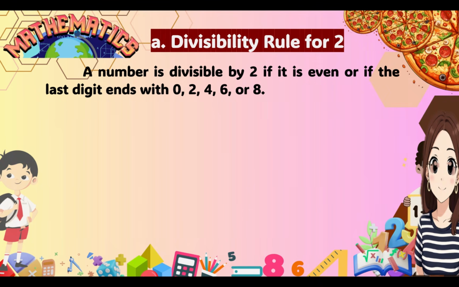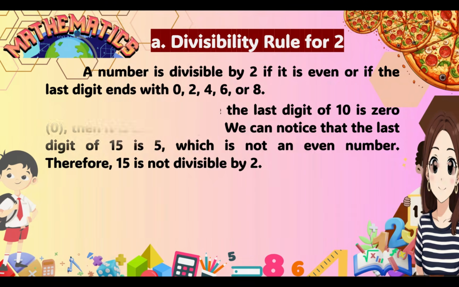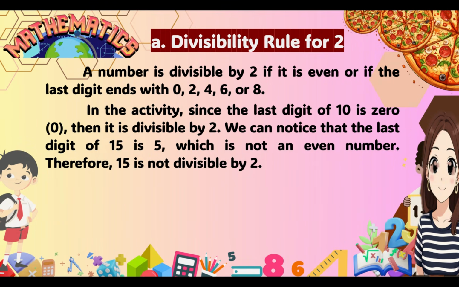A number is divisible by 2 if it is even, or if the last digit ends with 0, 2, 4, 6, or 8. In the activity, since the last digit of 10 is 0, it is divisible by 2. We can notice that the last digit of 15 is 5, which is not an even number. Therefore, 15 is not divisible by 2.